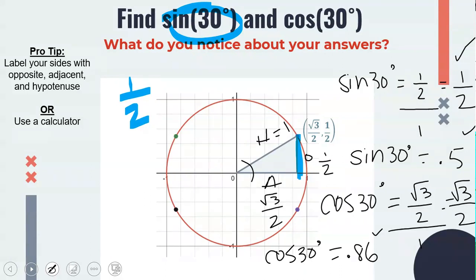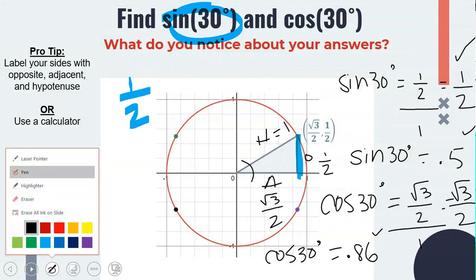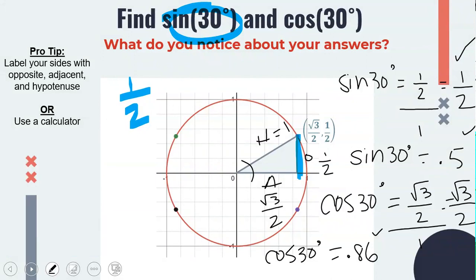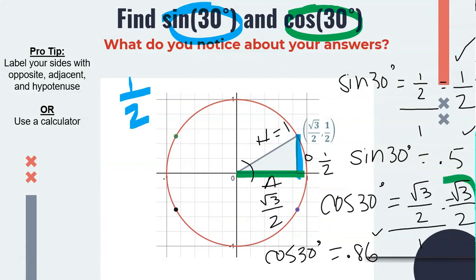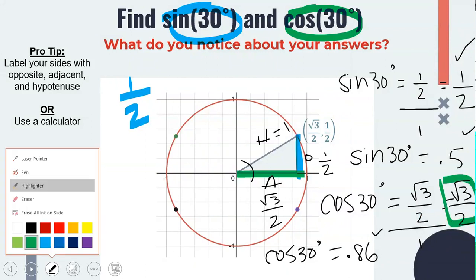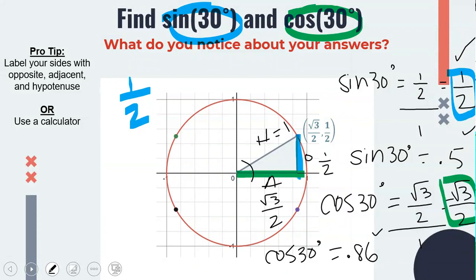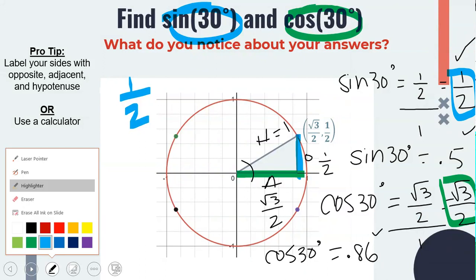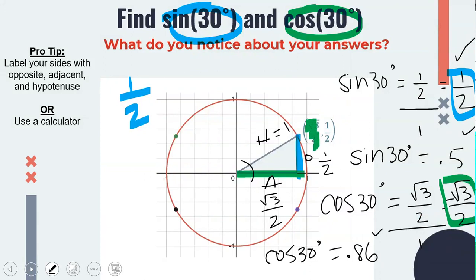So those check out. Sine of 30 degrees was 1/2, that opposite side in our unit circle, and cosine of 30 degrees ended up being radical 3 over 2, right here. That's pretty interesting if we're trying to make a connection to our coordinates, because if we remember, our coordinates were radical 3 over 2, 1/2.